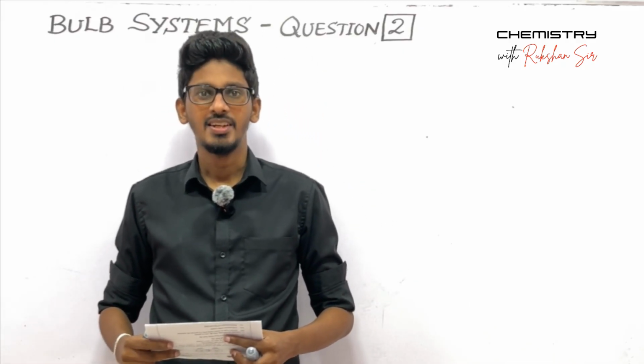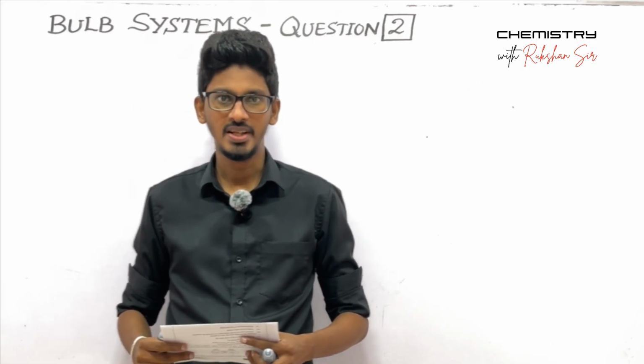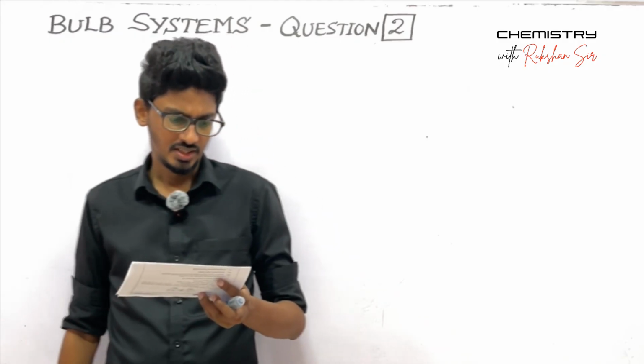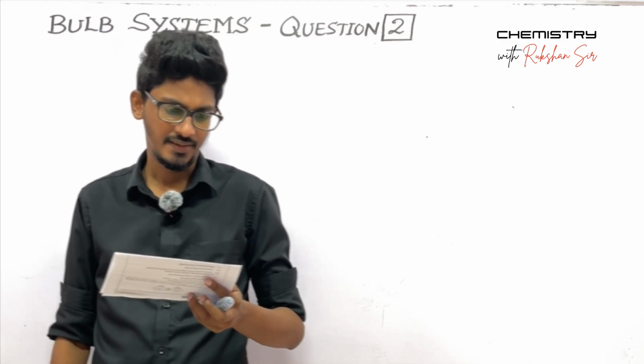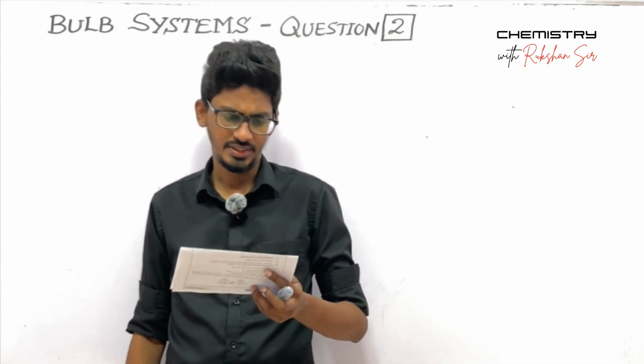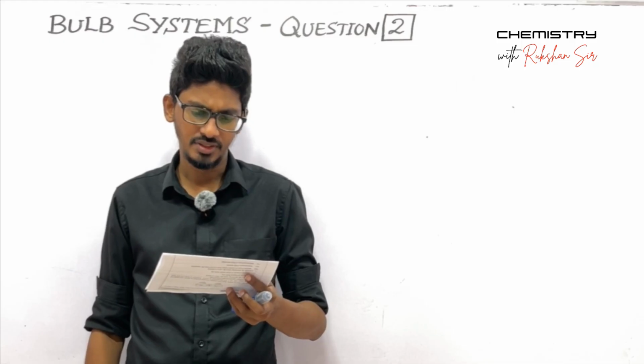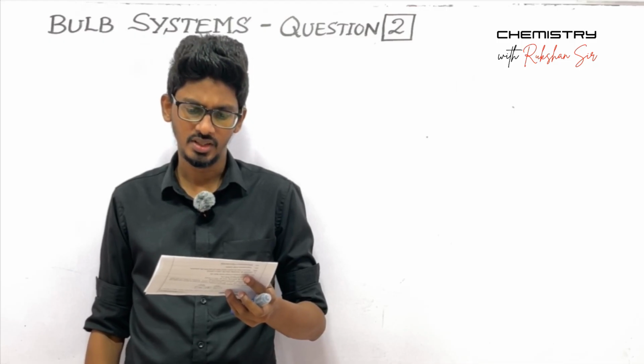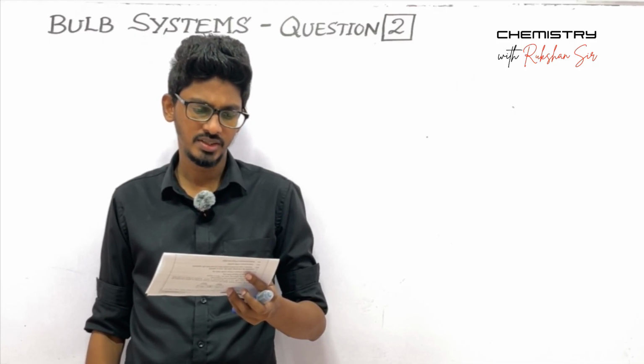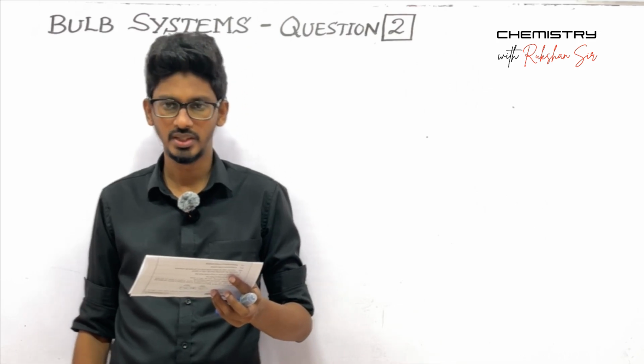Hello Lamai. Let's discuss question number 2 under bulb systems. See what it says. Consider the following system with two glass bulbs filled with A gas and B gas. The two bulbs are connected with a tube of negligible volume.